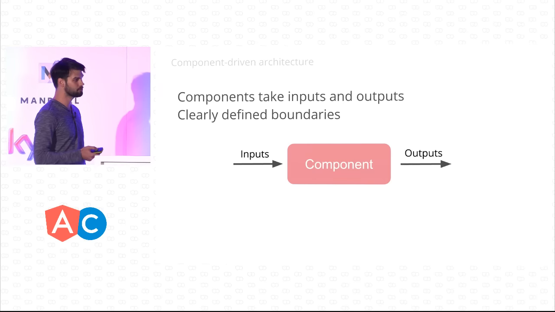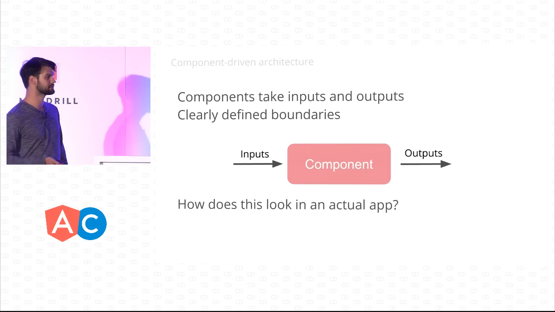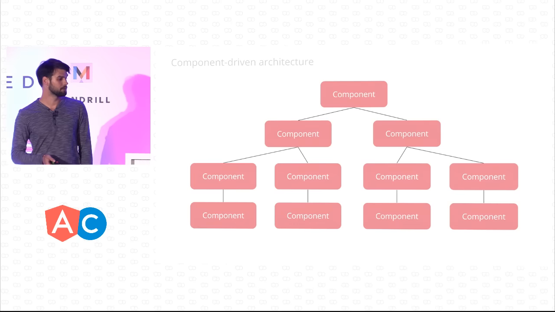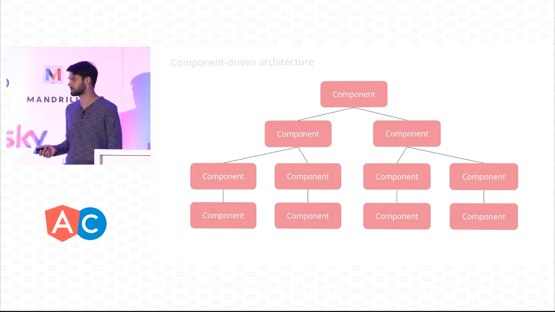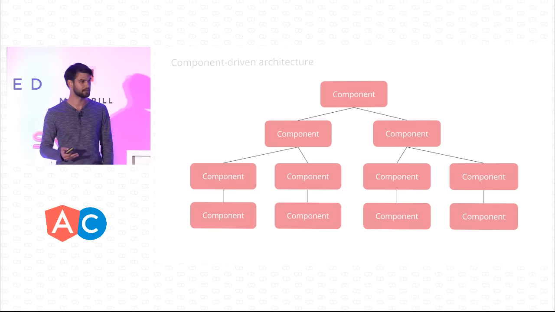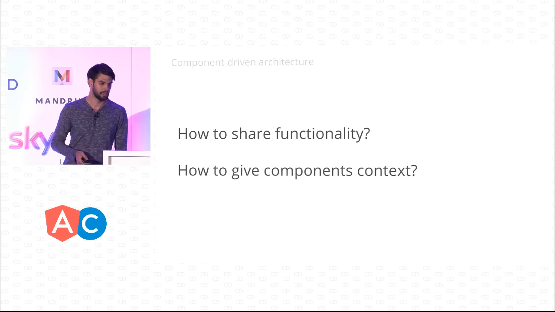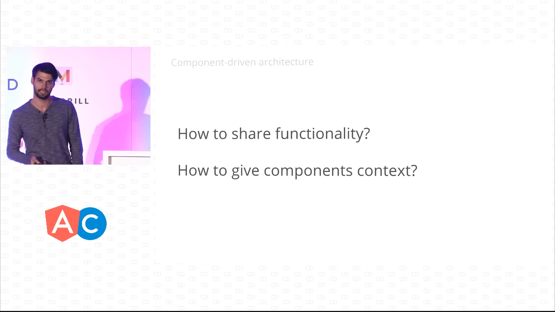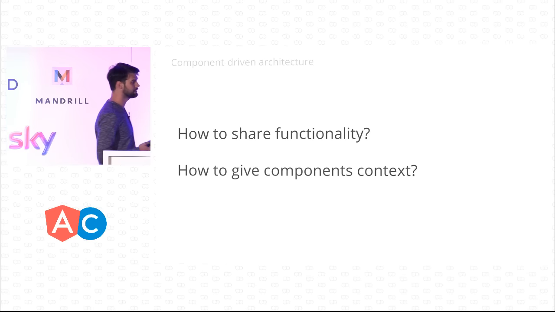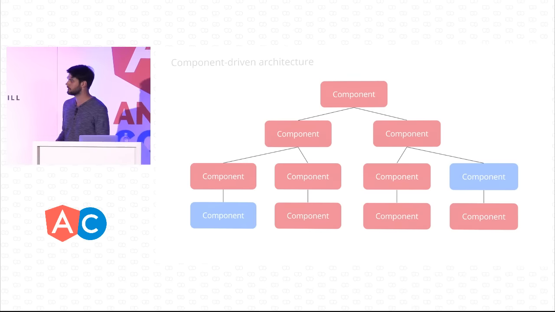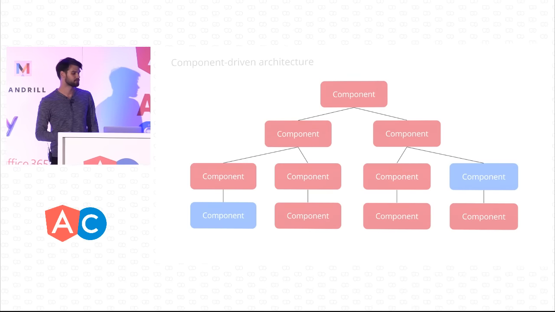This is a good approach, but how does this actually look in a real-world application? You will probably have quite a big component tree at some point. And there are two main questions that arise here. How to share functionality between these components, and how to give these components some kind of context. How do they know about the rest of the application? Let's look at sharing functionality first.